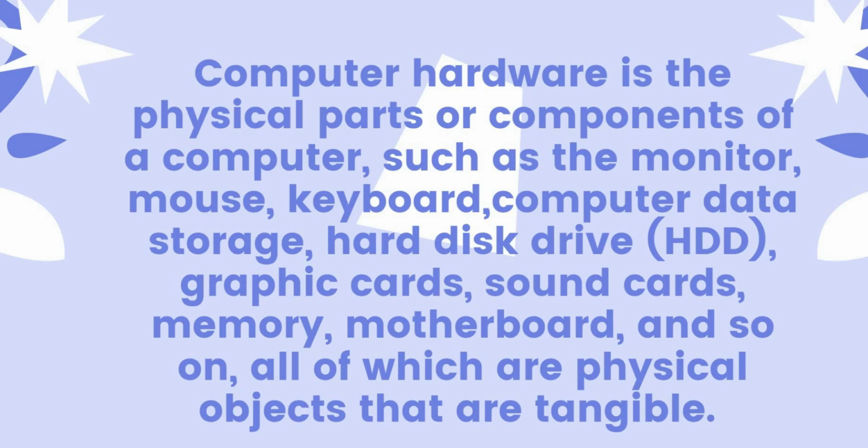Computer hardware is the physical parts or components of a computer such as the monitor, mouse, keyboard, computer data storage, hard disk drive, graphic cards, sound cards, memory, motherboard and so on, all of which are physical objects that are tangible. These are the electronic parts that make up a computer. You can also say that the physical parts that you can touch and see are called hardware.